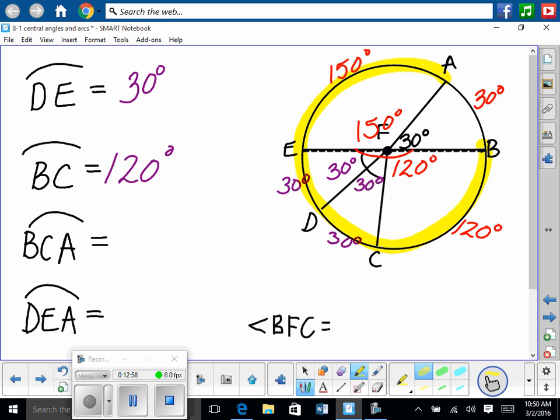So you could do it two different ways. You could add up all that highlighted part, or you could do 360 minus 30. It will come out the same, won't it? So it's 330 degrees. Questions on how I did that part?